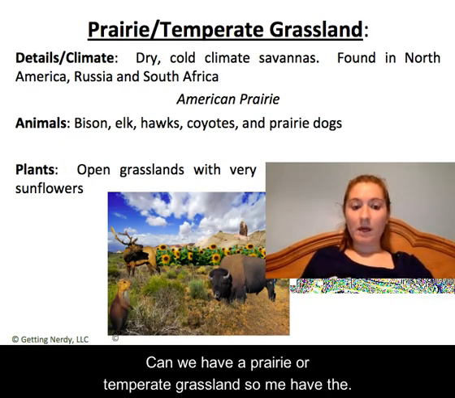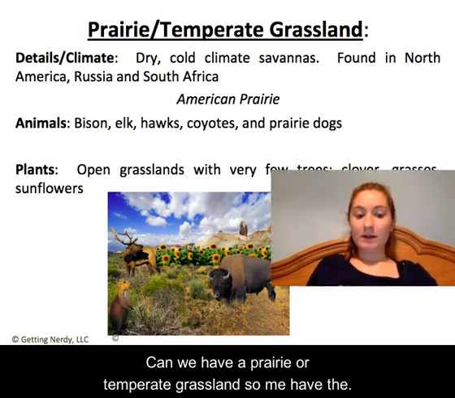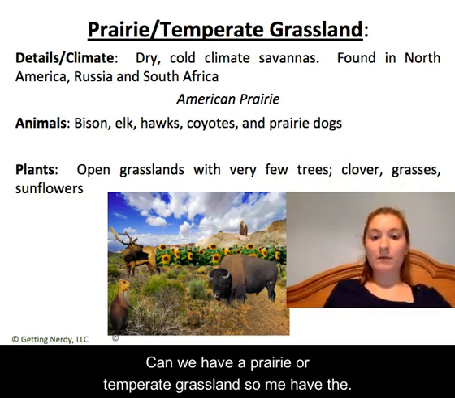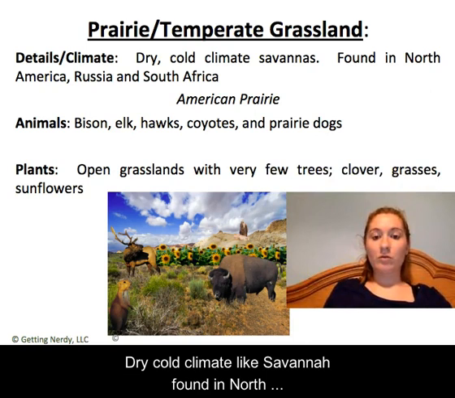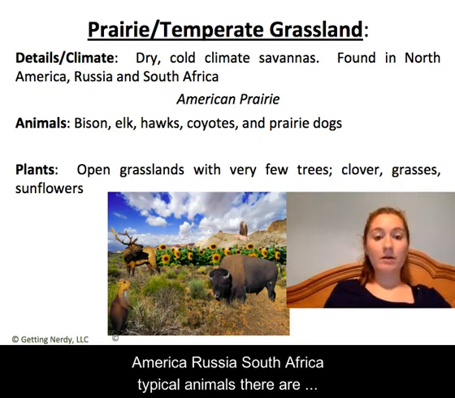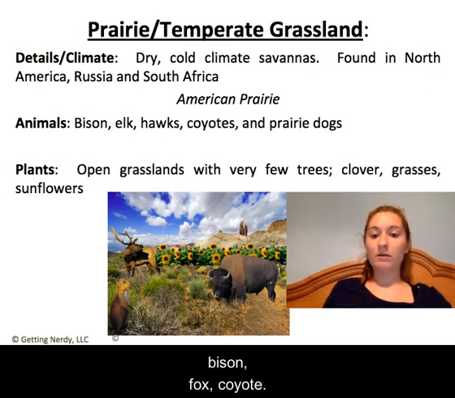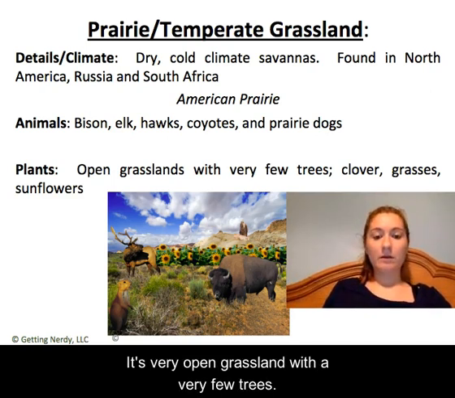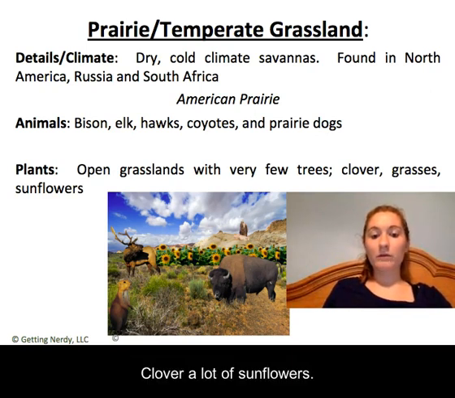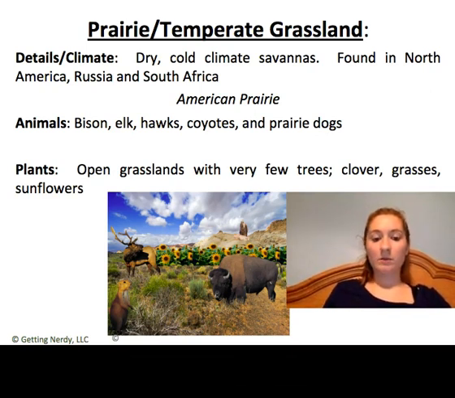Then we have a prairie or temperate grassland. So we have the dry, cold climate, like savanna, found in North America, Russia, South Africa. Typical animals there are bison, elk, hawks, coyotes, and it's very open grassland with very few trees, clover, a lot of sunflowers, so very pretty.